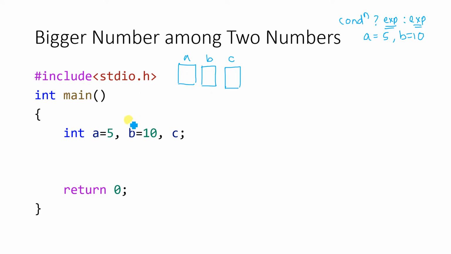Okay, so why have I taken three variables? I will store the first number, which is 5, in the first variable. I will store the second number in the second variable, and after finding out the bigger number among these two numbers, I will store the bigger number in the c variable. So that is my objective. That's why I have taken three different variables for finding the bigger number among two numbers. Then we know that we will use the conditional statement or the conditional operator.